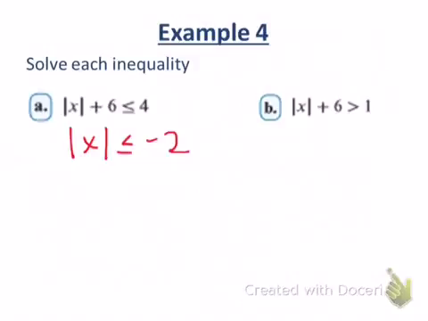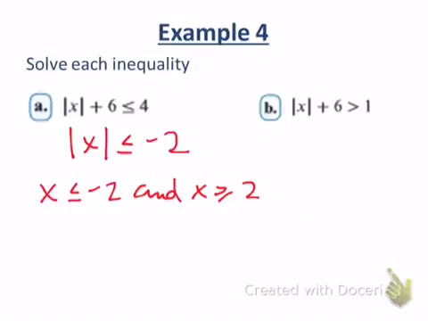Now, what did I tell you? Absolute values will always split into two problems, right? So x is less than or equal to negative 2, and x is greater than or equal to positive 2. Tell me a number that makes that statement true. Is it possible for a number to be less than negative 2 and greater than positive 2? No. It's not possible, right?